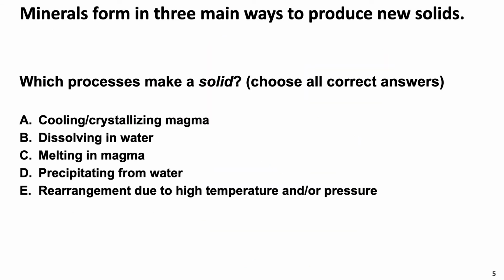I have a question for you, again, to get your brain going on how minerals might form. An important way to think about this is to consider that minerals are solids. So minerals are going to form in different ways. In our experience, it's 3 main ways, and are going to produce solids. So which of these processes makes a solid?